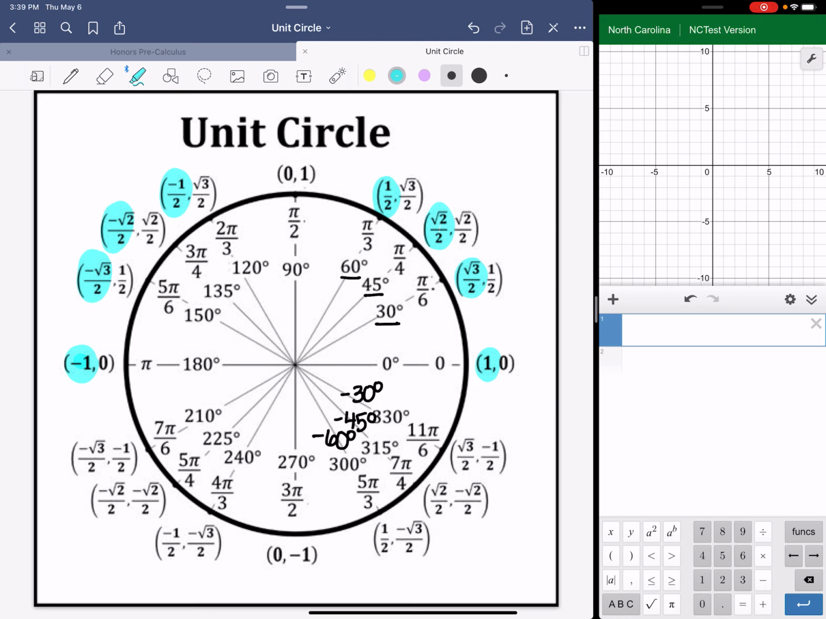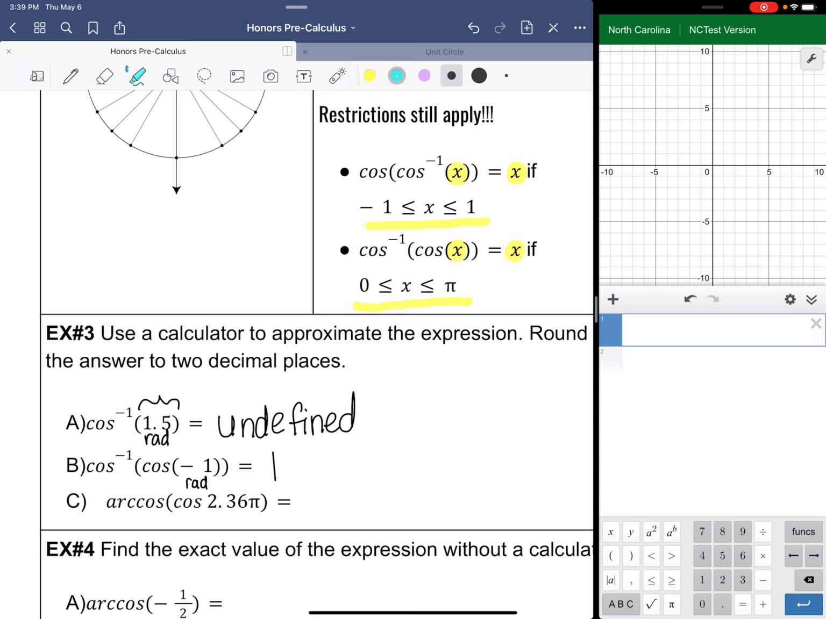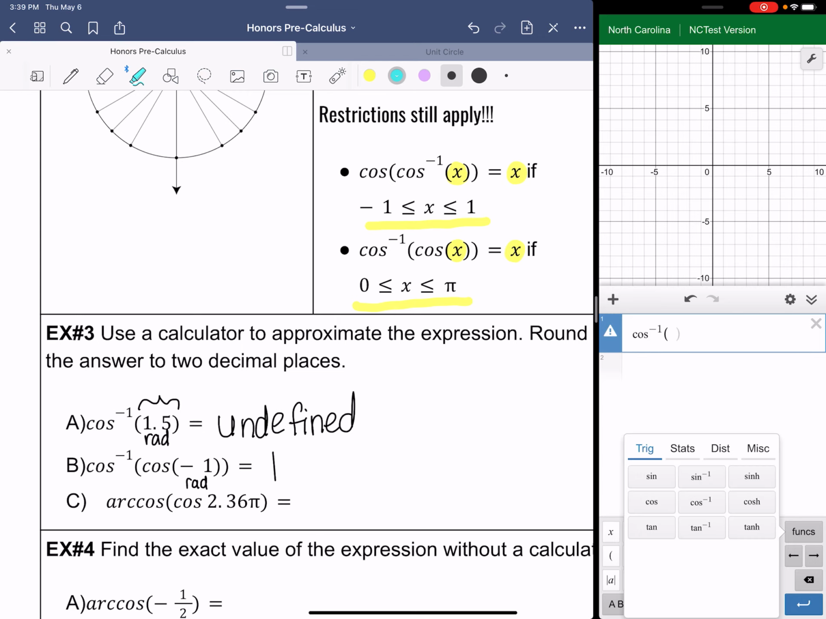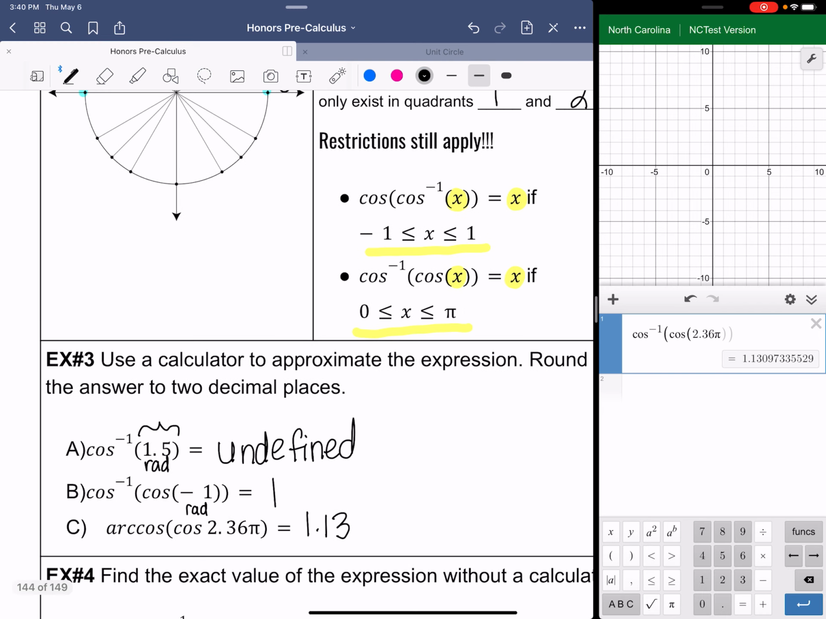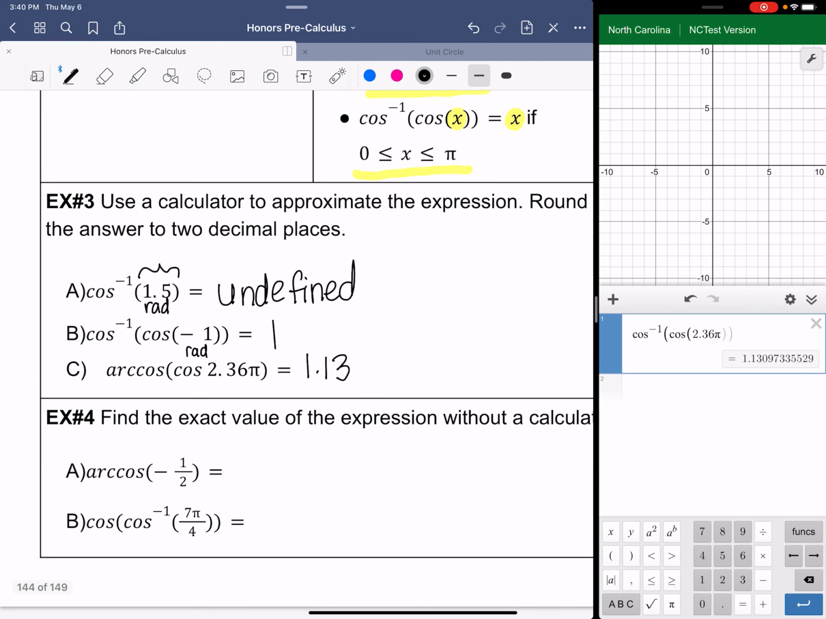All right, and then the last is we are going to put in the inverse. Sorry, let me go back to the page. So the cosine inverse, we're just practicing putting this in the calculator. We have cosine of 1.36 pi. And we should get, for cosine there, 1.13. And the reason is because 2.36 pi is outside of the normal range, and it's not going to work for us there. So it's going to give you the value between 0 and 180.